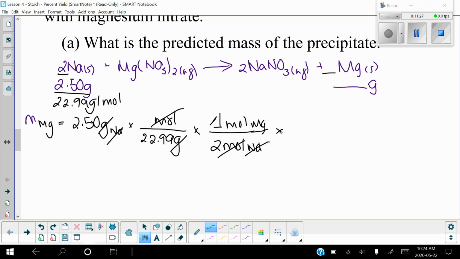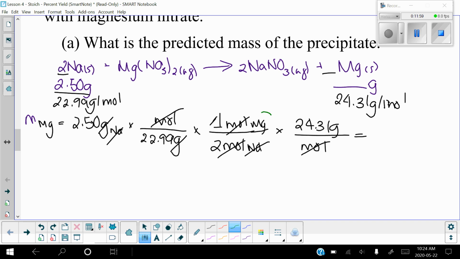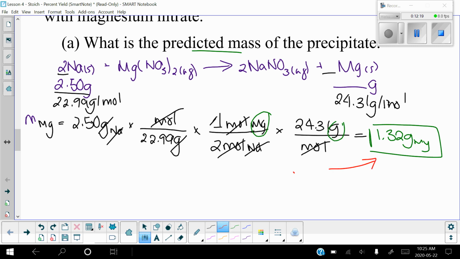Okay, from there, I am now going to turn our moles into mass. And the way that we do that is we need to use molar mass. The molar mass is going to be 24.31 grams per mole. We are going to multiply 24.31 grams per mole. Moles cancels out with moles, and I am left with grams of magnesium. You get an answer of 1.32 grams of magnesium. Okay, now this is our predicted mass. Since we used stoich for this, this here is my calculated mass.